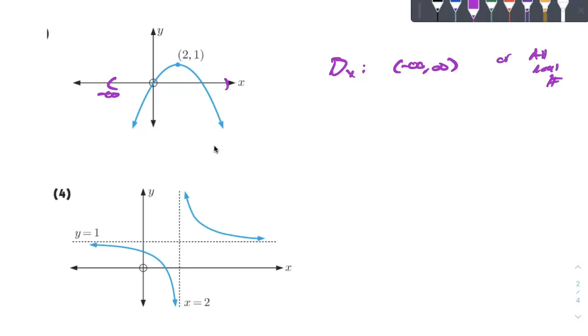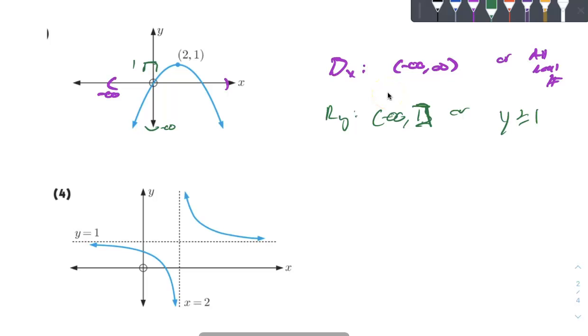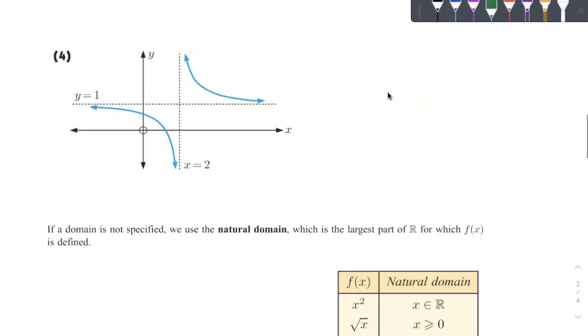Anything works. My range, what's the lowest I see? Well, lowest is an arrow. So negative infinity. And the highest is right here, which the y value is 1. And it is a closed circle, so bracket. So my range, which is the y value, I would say negative infinity to 1 with the bracket. Or you could say y is less than or equal to 1. So you don't have to write both, whichever one you feel more comfortable writing, it's fine. The next one's a little more interesting.